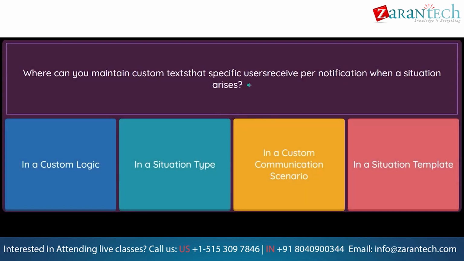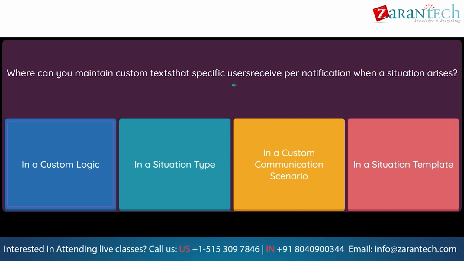Question: where can you maintain custom texts that specific users receive per notification when a situation arises? Option 1: in a custom logic. Option 2: in a situation type. Option 3: in a custom communication scenario. Option 4: in a situation template.